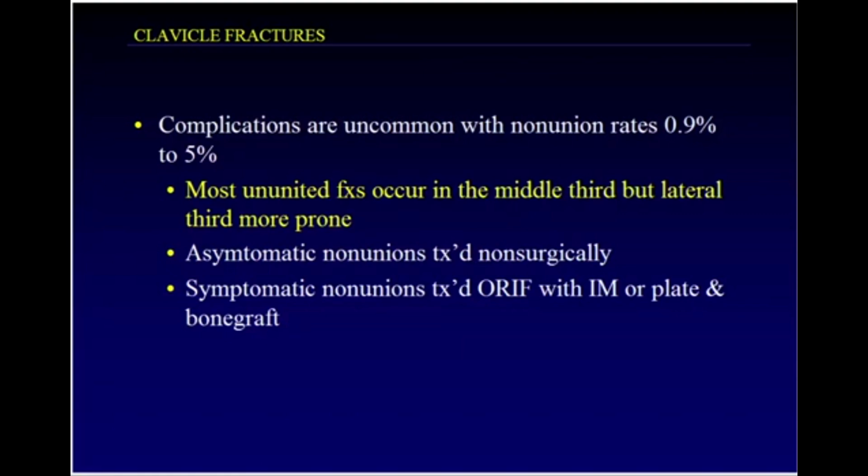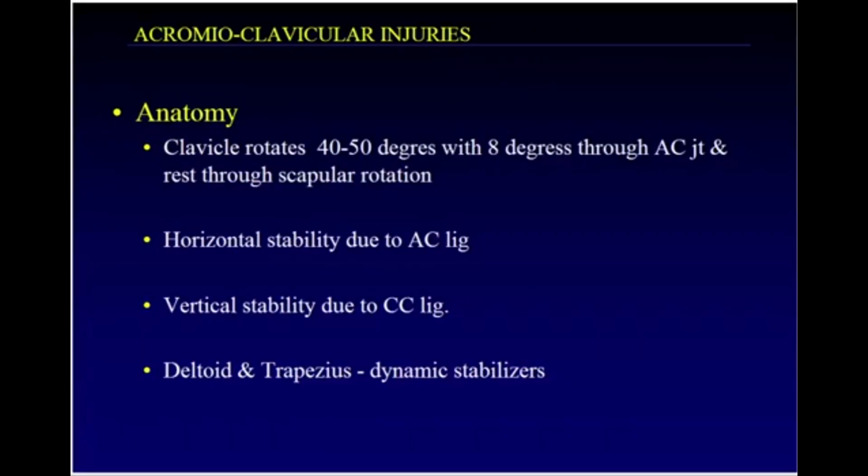If the non-union is asymptomatic, you can treat it non-operatively. If the non-union is symptomatic, then you treat it with ORIF, and what's typically recommended is to use a plate and bone graft. Remember that, well, we're moving on now to the AC joint, acromioclavicular injuries.